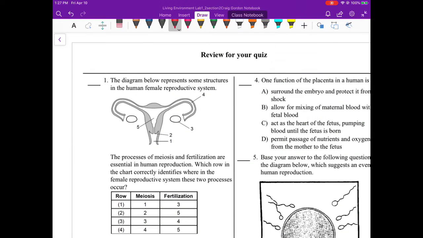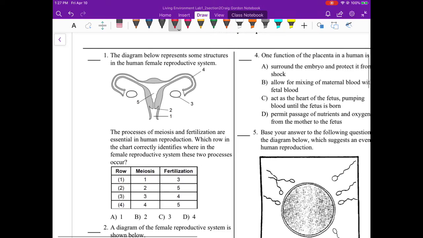All right, guys, this is a review of the worksheet for your quiz. Some of the students requested that I make a review. So, number one over here, you have the female reproductive system. You should know all those parts, but in particular, you should know 3 and 4.